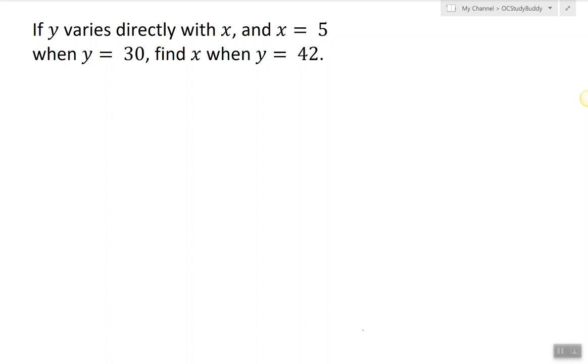In this video, I will show how to do a variation problem. And first, let's read the question. And as we read it, we'll be performing the steps necessary to answer the question.